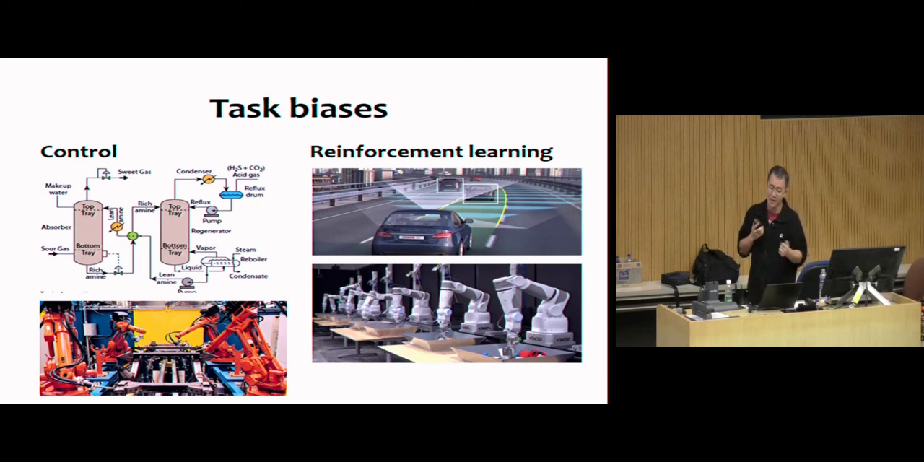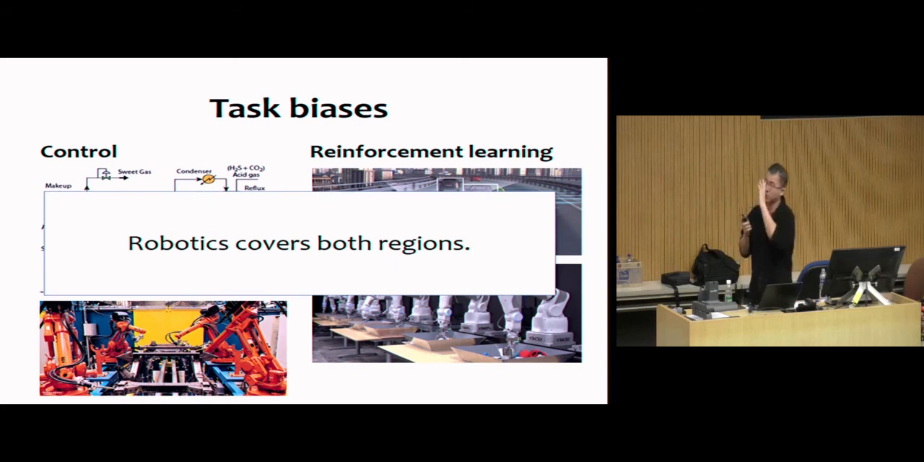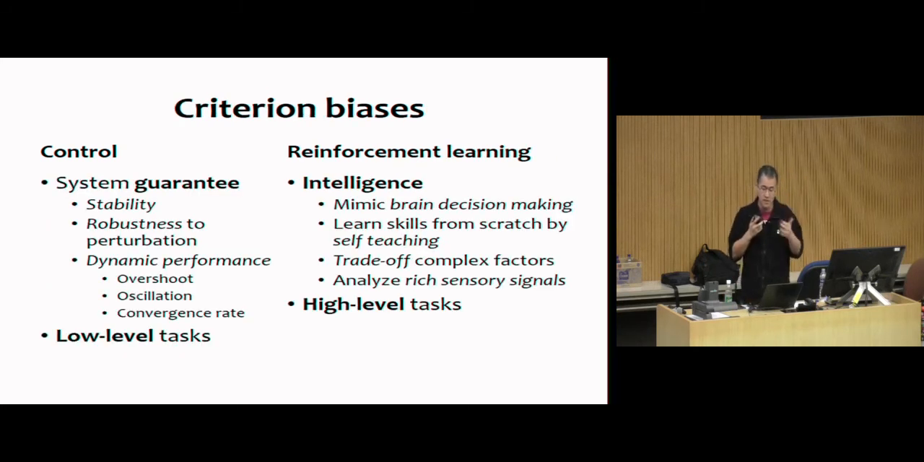And also, there are some biases in task. For control, they focus more on industry applications. For learning, they focus more on, for example, driving, or grasping, or manipulation tasks. So they're different. However, robotics actually covers both regions. You need to do well in both tasks. Finally, these two communities have different biases in the criteria. This is actually the most important difference between control and learning. For control, what they care about the most is the guarantee. For example, whether the system is stable, whether it is robust to noise, and they also care about dynamic performance like overshoot, oscillation, convergence rate, and so on and so forth. However, these kinds of guarantees only work for low-level tasks.